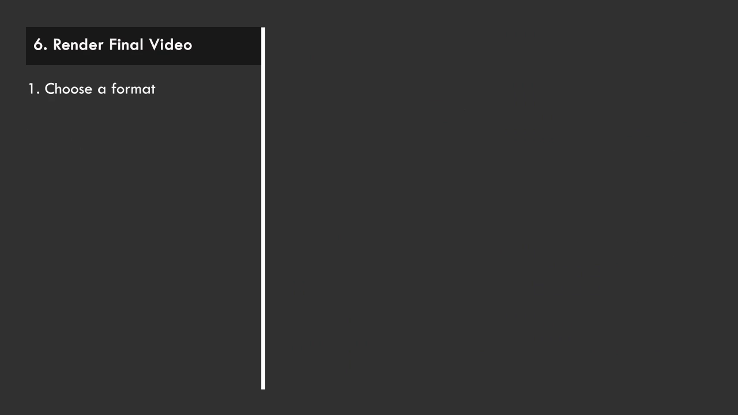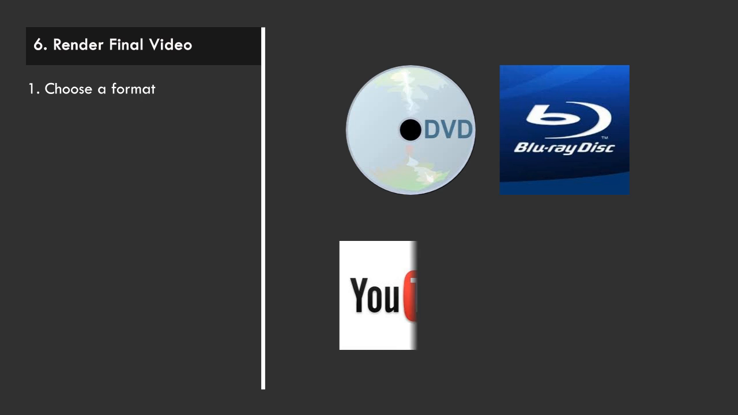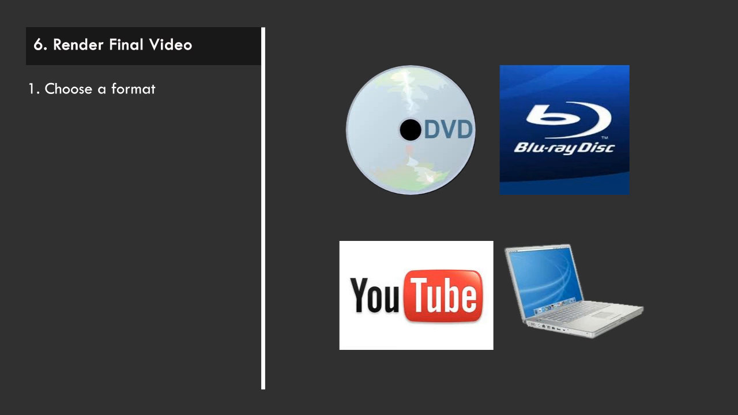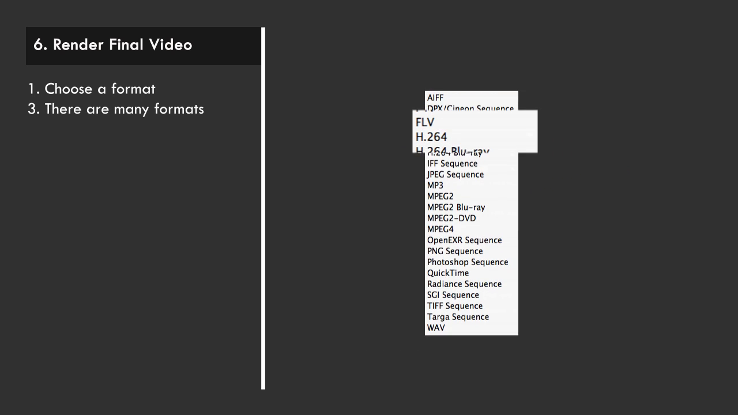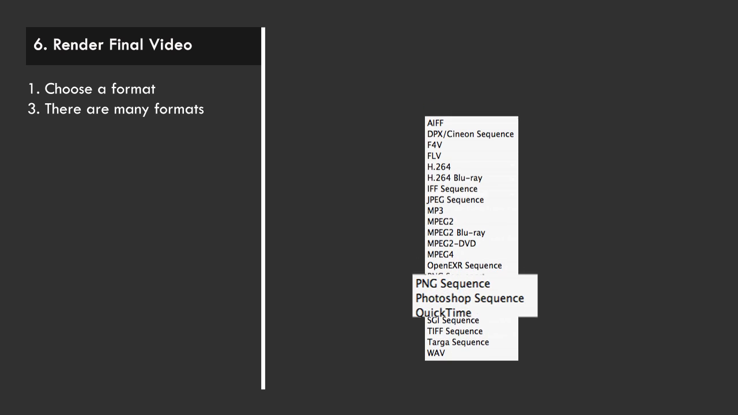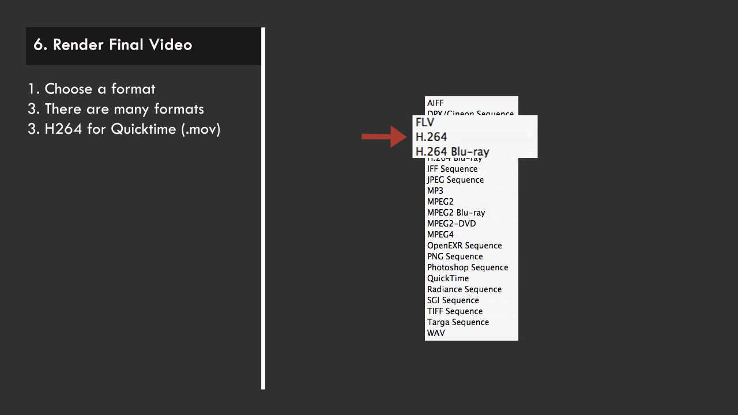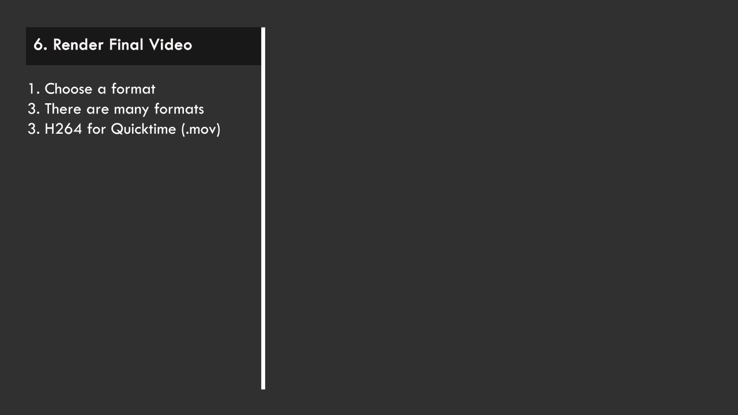This stage is where you must choose what type of format you want your video to be in. If you are unsure, ask yourself, will you be making a DVD, Blu-ray, for YouTube, or just for watching on any laptop or computer? You will soon realize that there are many formats out there. However, one of the most common formats is H.264 for QuickTime. When you have chosen your format, it's time to finally render your video.